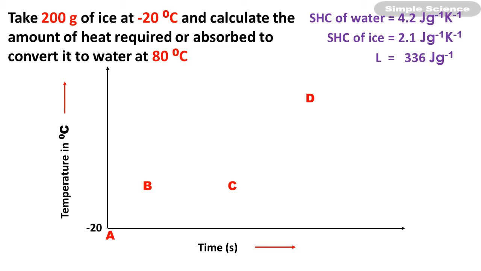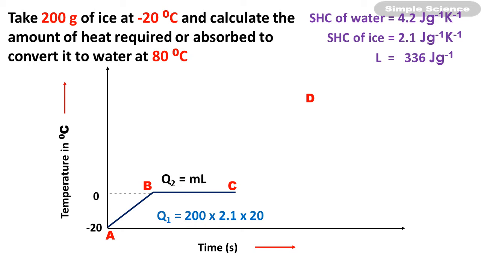Now ice is at minus 20 degrees Celsius. So when heat is provided, its temperature increases and it will reach 0 degrees Celsius. Now between A and B, it will absorb heat Q1, which is equal to mc delta T of ice, where m is mass of ice, c is specific heat capacity of ice, and delta T is change in temperature of ice, which is minus 20 to 0. That means 20. So Q1 is equal to 200 into 2.1 into 20. Now at B, the process of melting is taking place. So from B to C, the process of melting takes place at temperature 0 degrees Celsius.